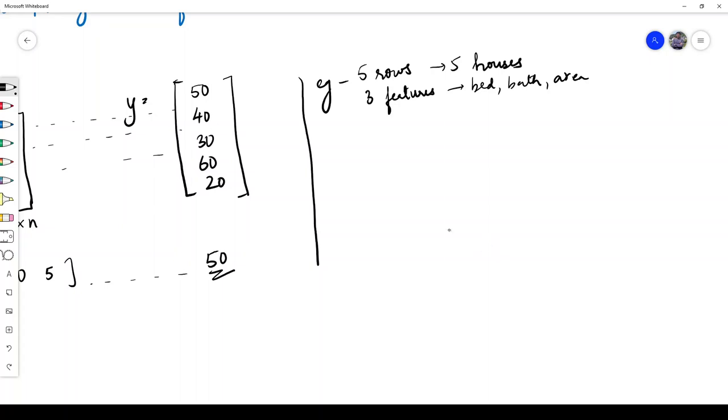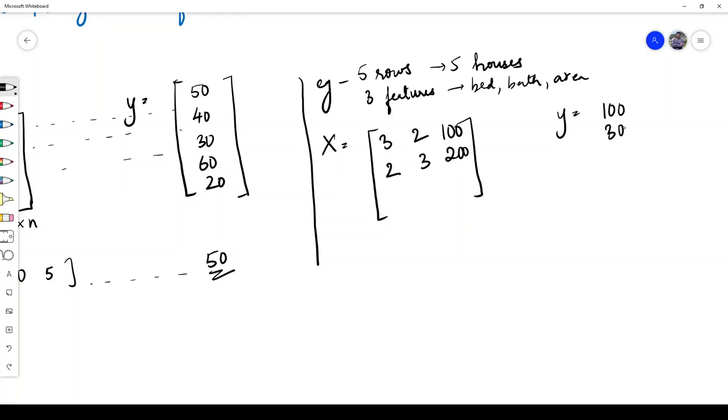In this case, your X matrix will look something like this. You will have 5 rows and 3 columns. So for house number 1, let's say house number 1 has 3 bedrooms, 2 bathrooms, and the area is 100. And the price of the house is 100. I mean the actual price of the house. For house number 2, let's say this is 2, this is 3, and the area is 200. And let's say the price comes to be 300.